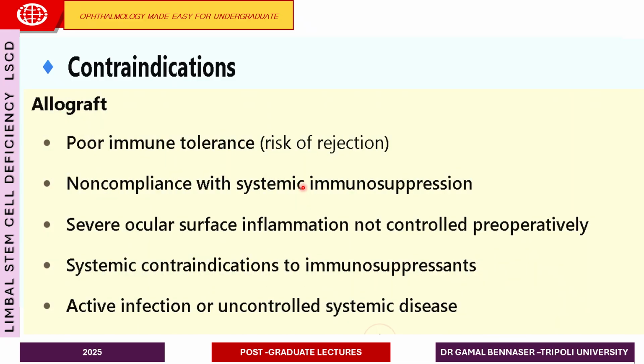Now, the contraindication for allograft: if you have a severe ocular surface problem with severe inflammation, the success of your operation is not guaranteed. Also, if there is severe bilateral autoimmune disease, or any contraindication for immune suppression, because in allograft you are going to use extensive immune suppression. If your patient cannot tolerate the systemic immune suppression, this is another contraindication, and you have to look for another option, as I said, like keratoprosthesis, or in the presence of active inflammation.